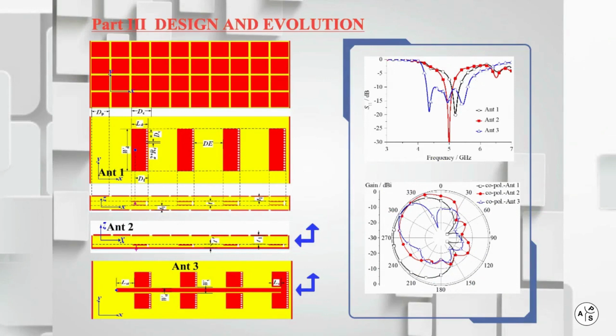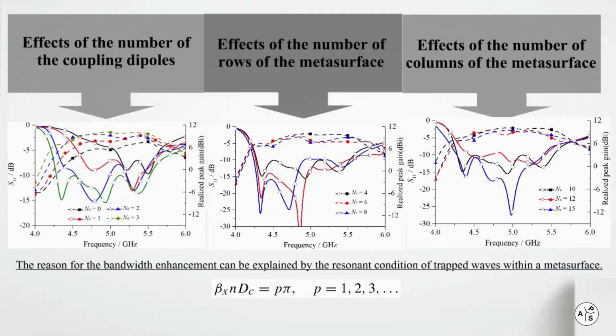In addition, magnetic dipoles can form a linear array. That is the antenna evolution. The right figures show the reflection and radiation performance of these antennas. Some parametric studies are addressed and their results are shown. These studies help to explain the bandwidth enhancement by the resonant condition of trapped waves within a metasurface.